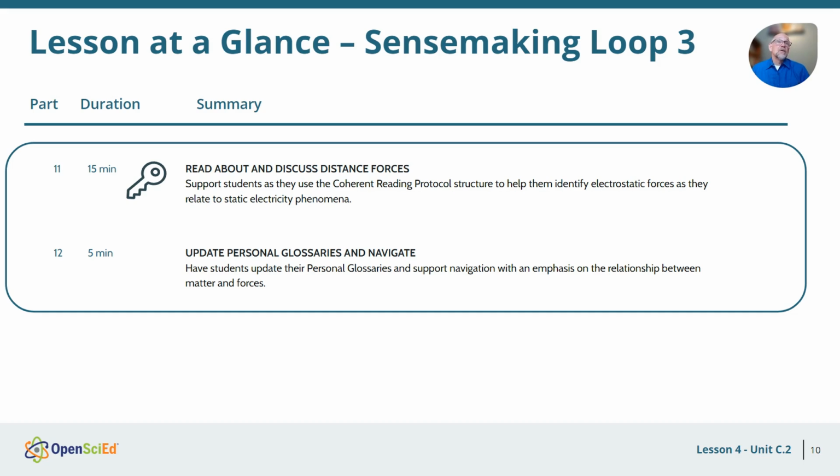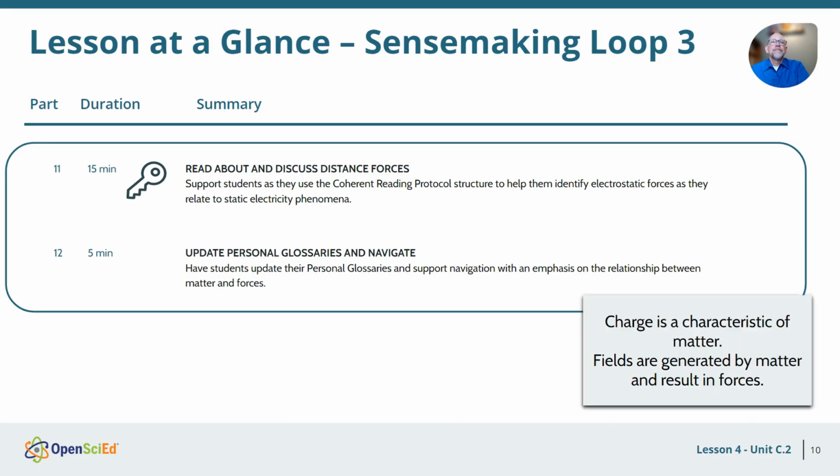In the final loop, we use a coherent reading protocol to help us identify electrostatic forces as they relate to the static electricity phenomena. We use the reading and discussion to build our own matter energy forces poster, adding connections between forces and matter. We update our personal glossaries by coming to agreement on the meaning of the terms empirical evidence, charge, electrostatic force, and field. This leads us to wonder, how does matter become charged? And does charge have anything to do with lightning?